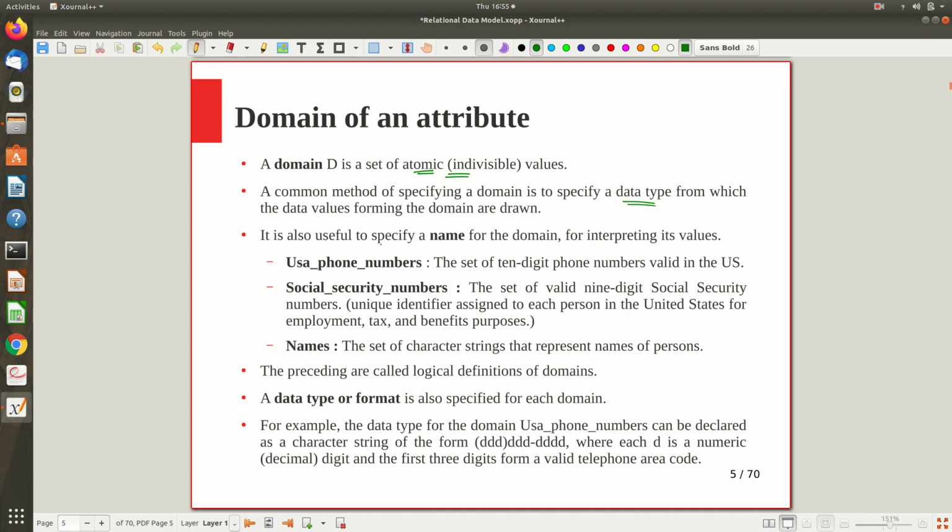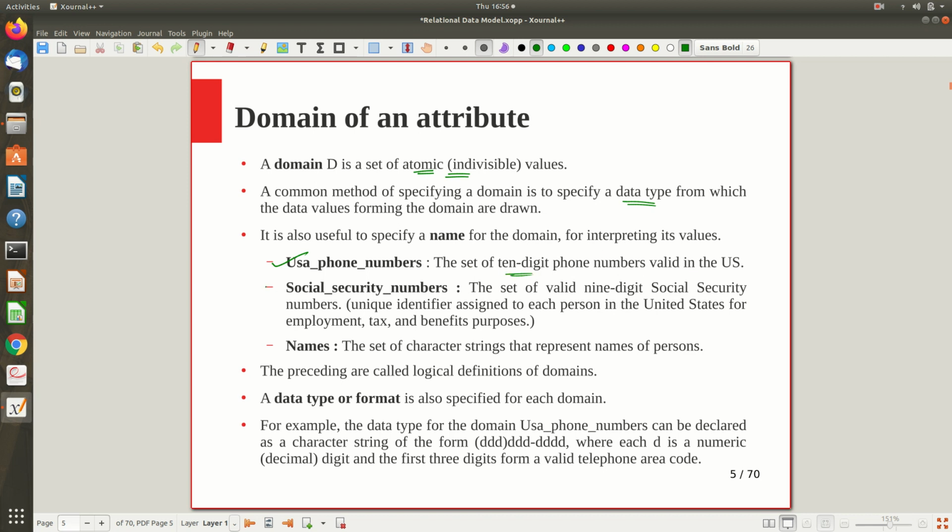So it is also useful to specify a name for the domain. If you want, you can give some meaningful names for the domain. For example, USA phone number. So this is a name I have given to a particular domain that represents the phone numbers of the citizens of USA, right? So this corresponds to the set of all 10-digit phone numbers which are valid in US.